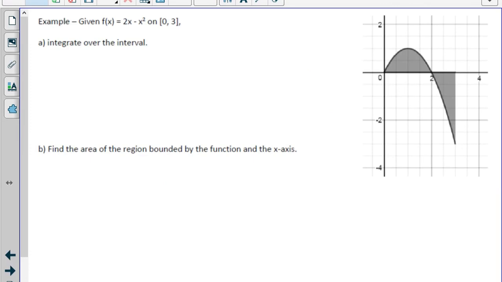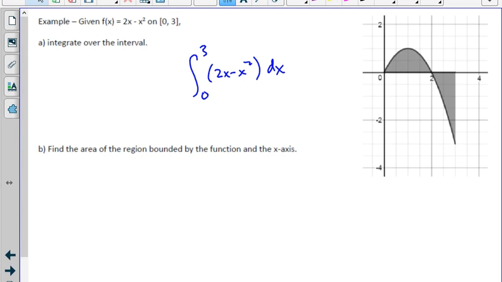Example 2, given f of x is 2x minus x squared on 0 to 3. First of all, we're going to integrate over the interval 0 to 3. So we're going to do the integral from 0 to 3 of 2x minus x squared dx. What that is doing is finding some antiderivative and then substituting in 3 and 0, and then that's essentially finding this area.